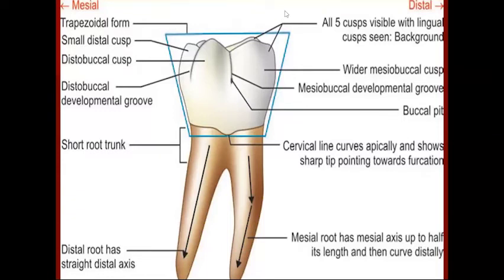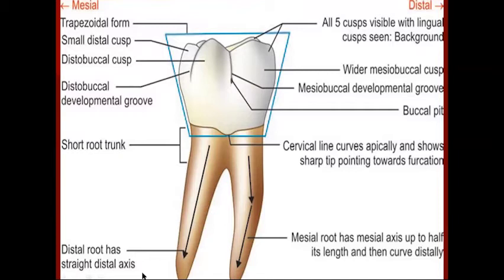This is the buccal aspect, trapezoidal in shape. All five cusps visible, the lingual cusp seen in the background, wider mesiobuccal cusp, mesiobuccal developmental groove. This is a buccal pit. Cervical line curves apically and shows a sharp tip pointing towards the furcation. Mesial root has a mesial axis up to half its length and then curves distally. Small distal cusp, distobuccal cusp. This is the distobuccal developmental groove, short root trunk. Distal root has a straight distal axis.